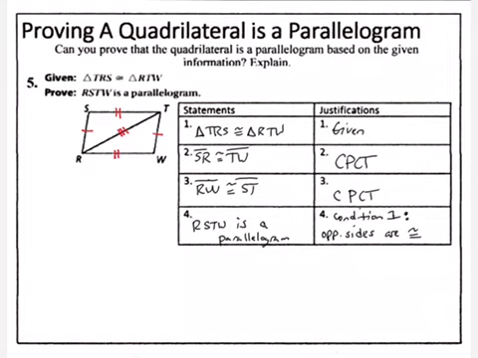If we wanted to, we could have proven the alternate interior angles like the previous example, and then use parallel lines in the converse, and then it would have been exactly like the fourth proof we saw, but I chose to do this one a little bit differently. All right, so let's move on to the next part.